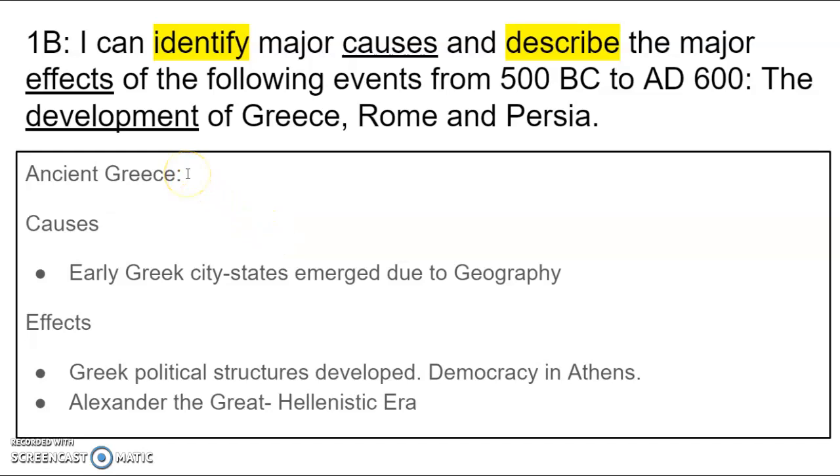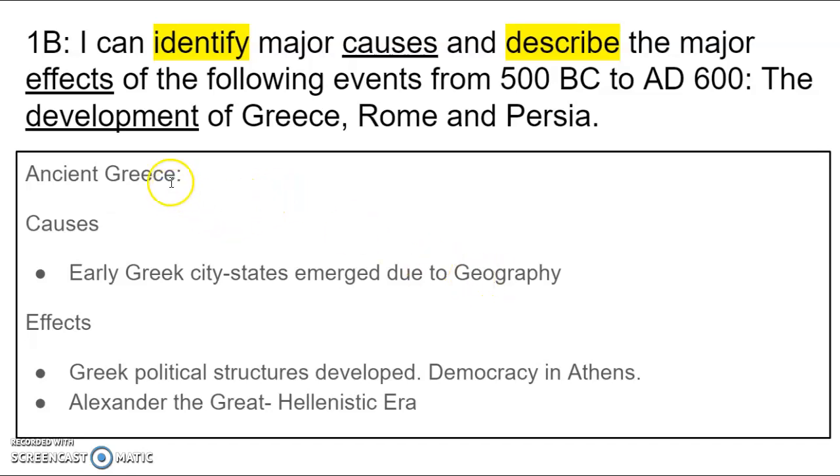In ancient Greece, the causes of the development of ancient Greece are that there were early Greek cities that emerged due to geography. So there are mountains in Greece, and because of the mountains, we were able to get city-states that emerged due to the geography basically protecting them from outside invasions.